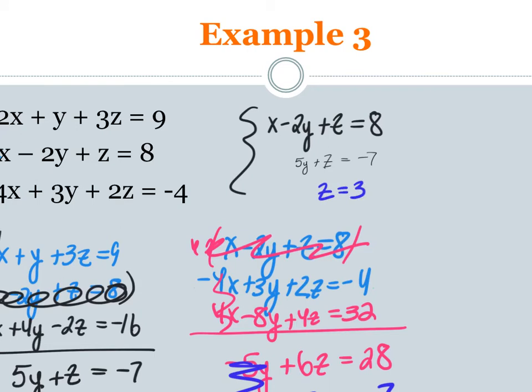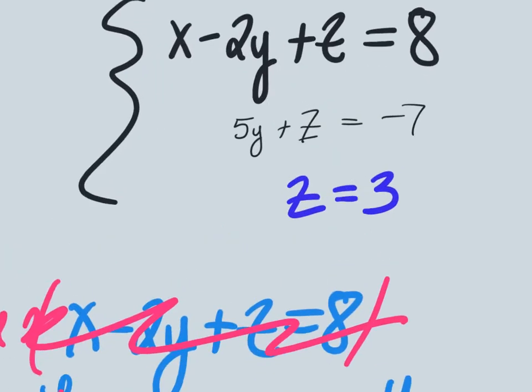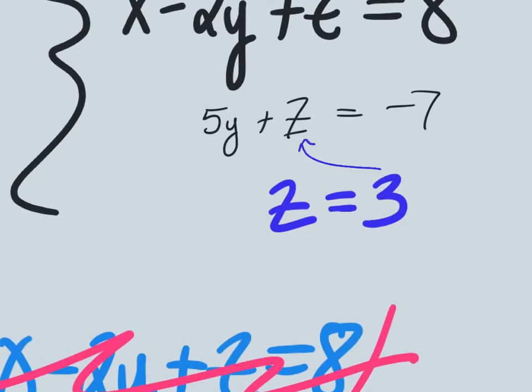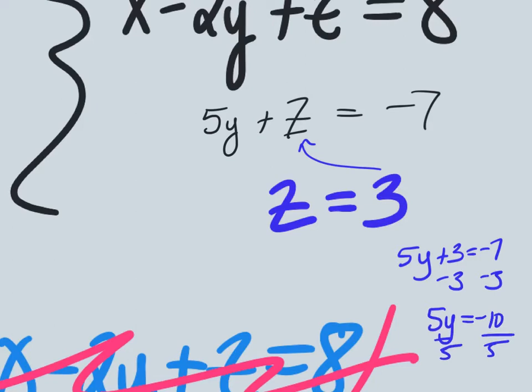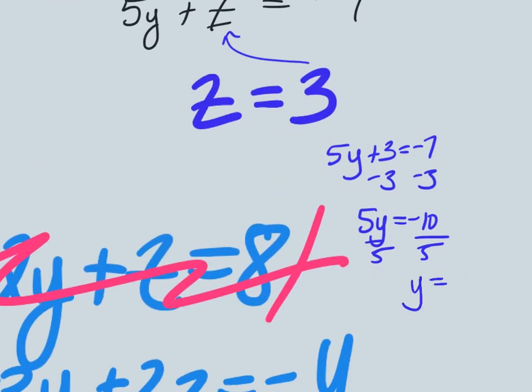All right, now that I have my equation set up in row echelon, all of that work, now what do I do to find my ordered triple? Just plug it back in. So if I plug in 3 right there, I have 5y plus 3 equals negative 7. Minus 3 from both sides. 5y equals negative 10. So y equals negative 2. Good. So I know what z is. I know what y is.